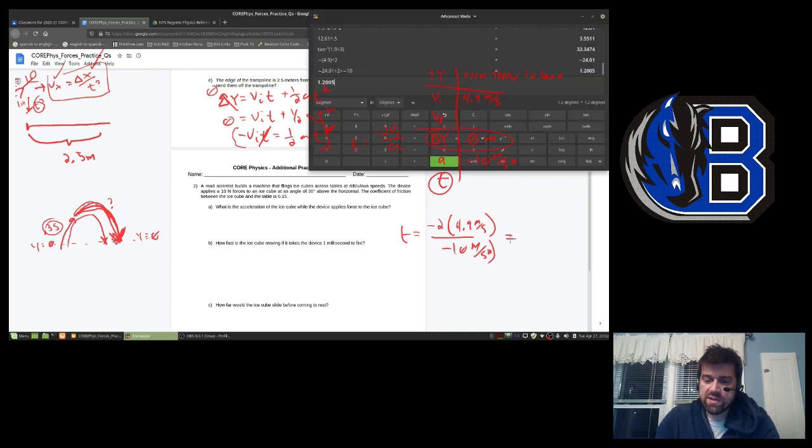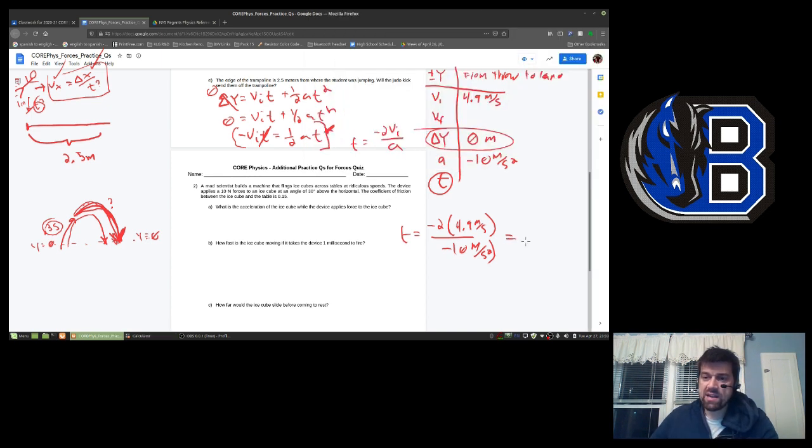So the 2 over 10 cancel, the negatives cancel. I get 0.98 seconds. So that's the total flight time, right? The kick didn't affect the vertical direction, right? So I will be back at my original height. I will be back at trampoline height 0.98 seconds after I left. The kick happened 0.3 seconds into this.